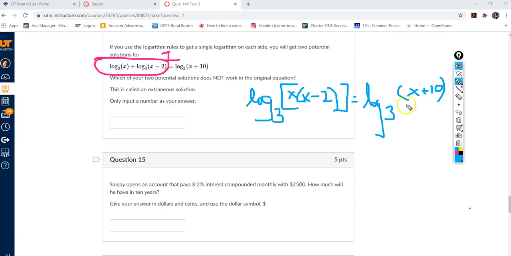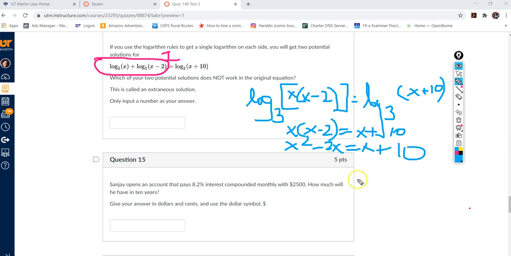We have single logarithms on either side. So by the uniqueness property, their arguments are the same. So what's inside here is the same as what's inside here. So I'll have x squared minus 2x equals x plus 10. And so I subtract x from both sides and subtract 10 from both sides, and that will equal 0.